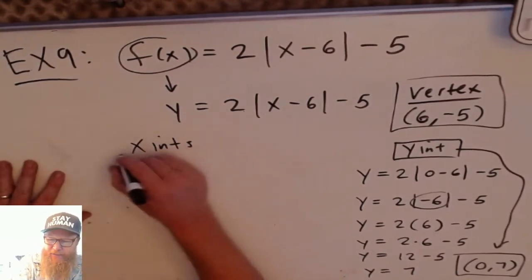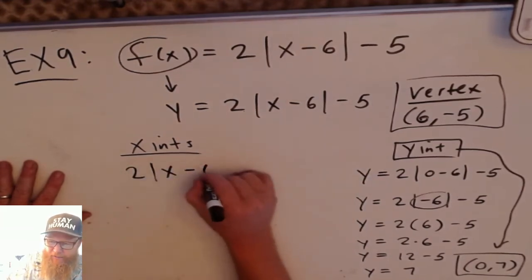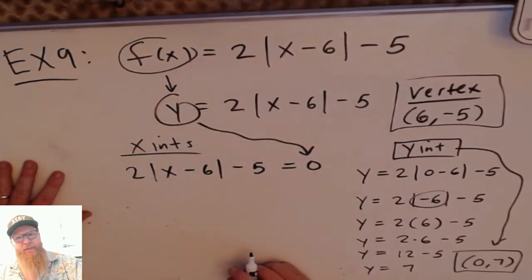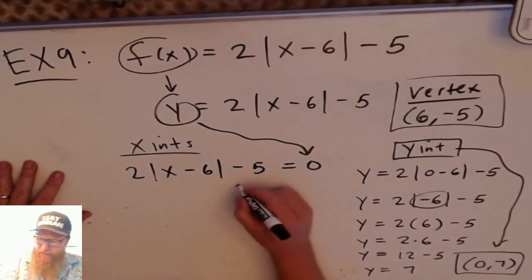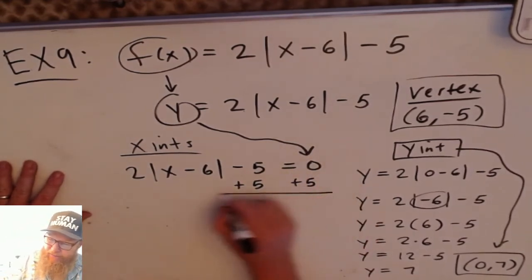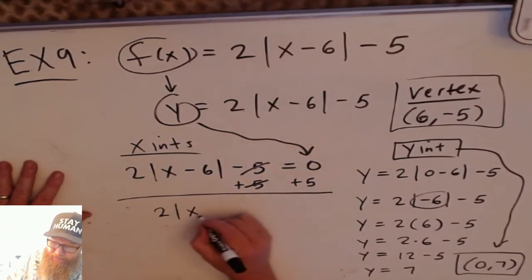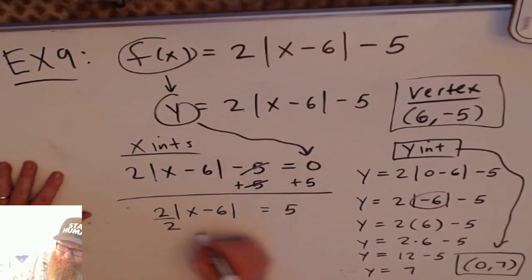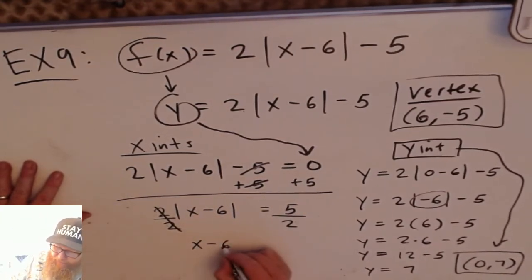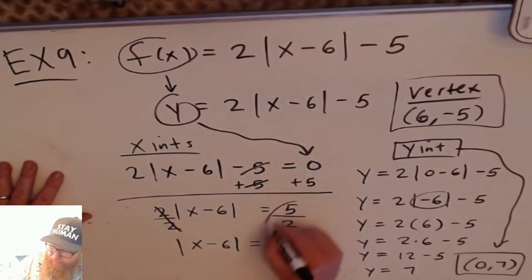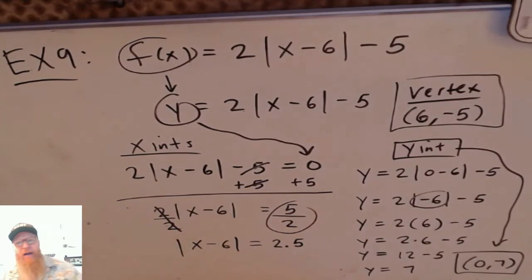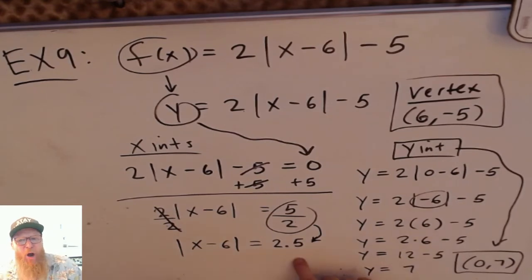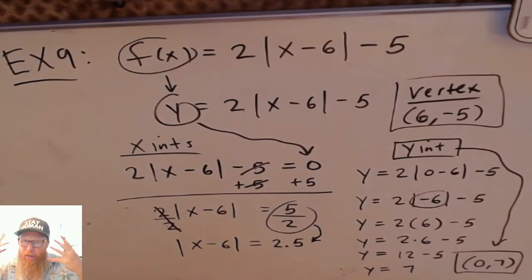X-intercepts. Set this thing equal to 0. I like to put it on the right. Add 5. Divide by 2. You can write this as a decimal if you like, 2.5. Or you can just leave it as 5/2. I do want you to know that that's 2.5 though. So however you write it, I hope you know that that's 2.5.